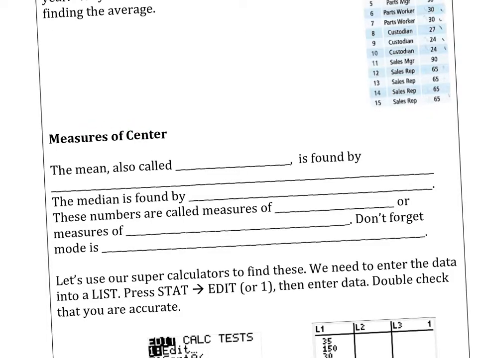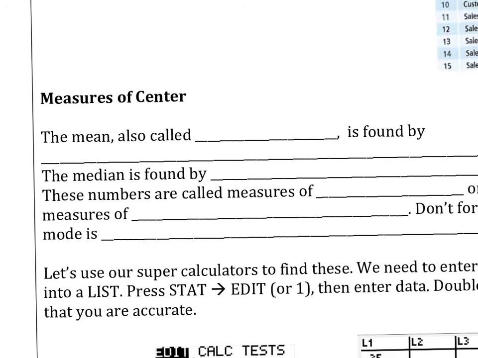So let's look at something called measures of center. The mean, which most of you are familiar with as the average, is found by, of course, you sum the numbers and divide by the number of numbers. Sounds kind of funny, but it's one way to say it.